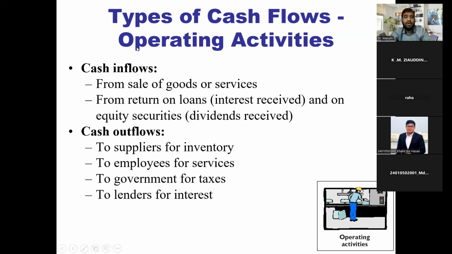So one type of activities in a company is operating activities that we include in a cash flow statement, and any other expenses, any other expenses. All right.